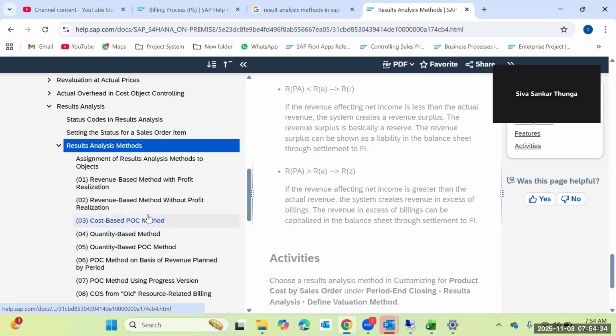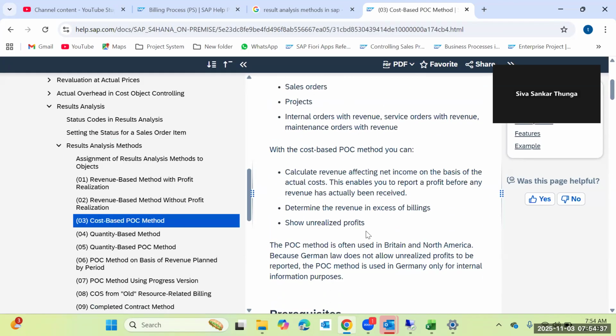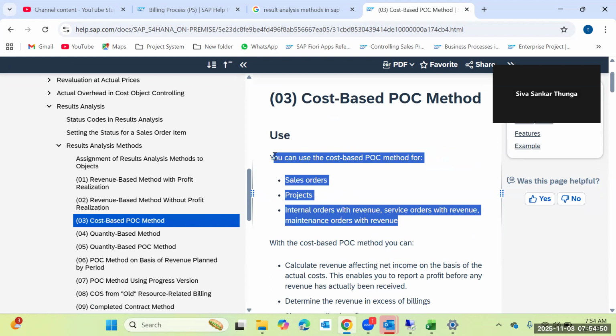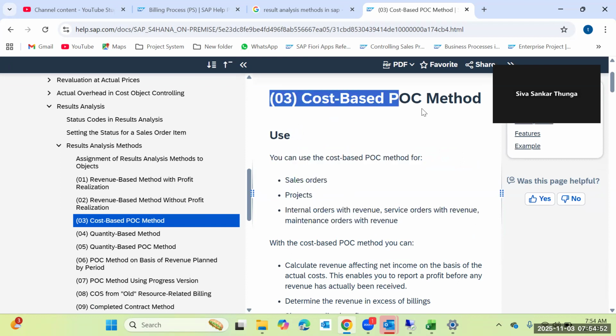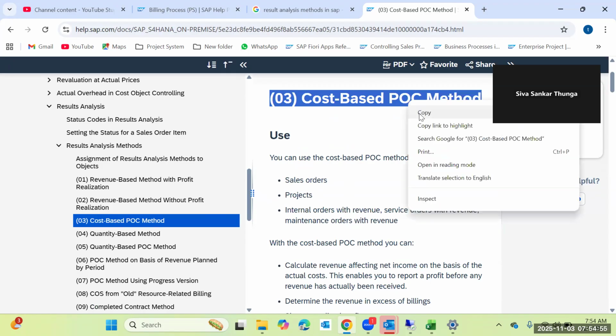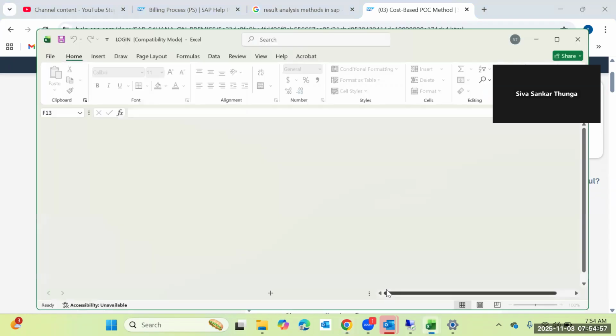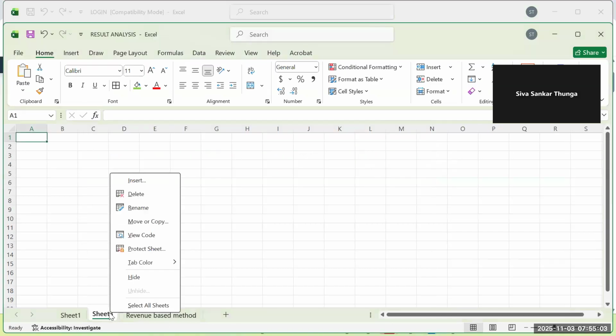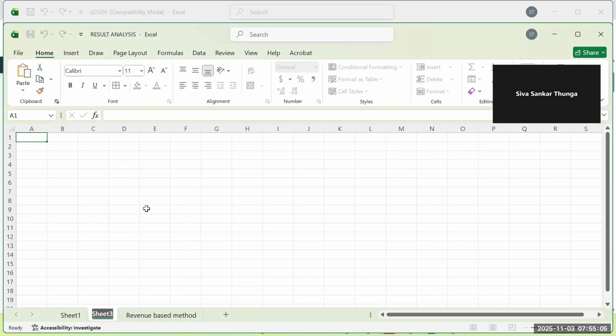Now let us go to this cost-based POC method. You can use cost-based POC method for sales orders, projects, internal orders with revenue, service orders with revenue, maintenance orders with revenue. So wherever there is a revenue involved, you can use this method. That is the meaning. In all the cost objects, you can use cost-based POC wherever there is a revenue involved.